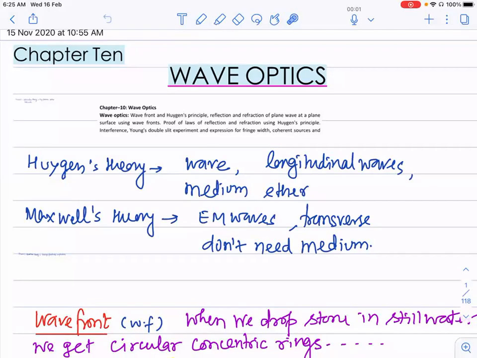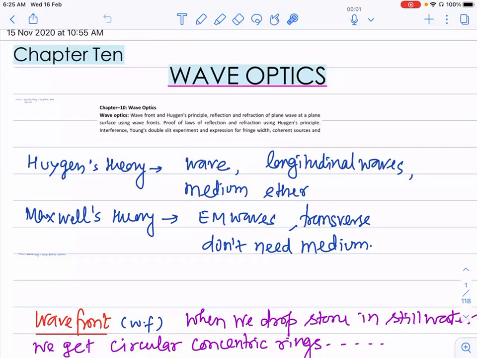So we have started chapter number 10, wave optics, and Huygens was the first person to coin the wave theory about the light. Before that, Newton gave the corpuscles theory. Light is made up of small particles called corpuscles.